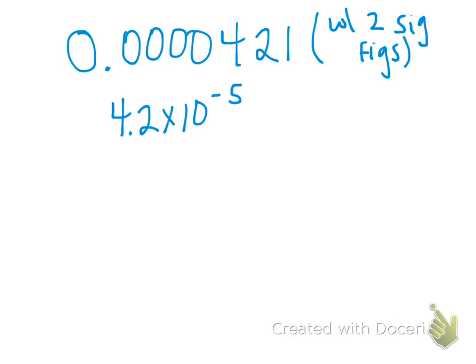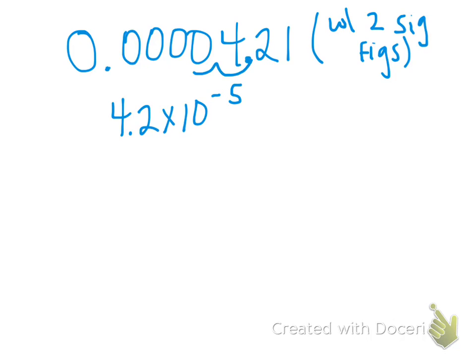Okay, if I don't ask you for a specific number of significant figures, you could keep as many there as you want. Okay, so it's negative 5th because I'm basically, here's my number I want to express, 0.0000421. I'm going to put my number between 1 and 10 by sticking my decimal place there.